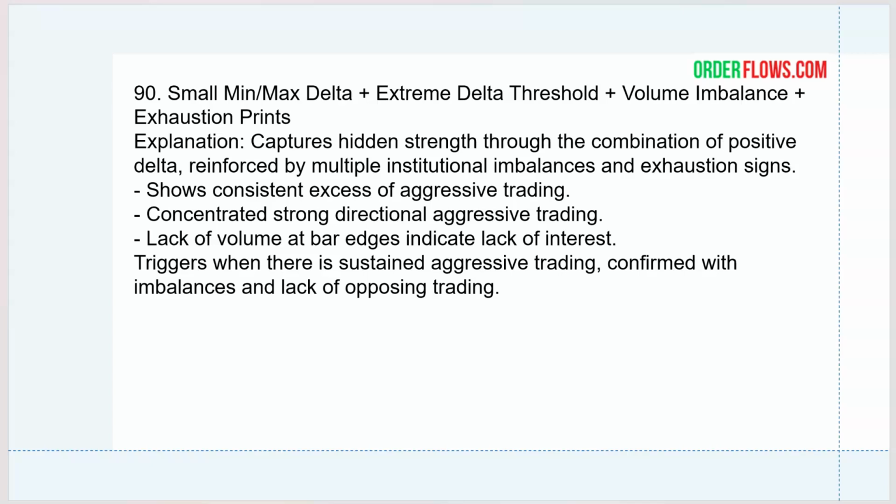All right, getting there. 90, small min-max delta plus extreme delta threshold plus volume imbalance plus exhaustion prints. This is a 4-piece trade setup.